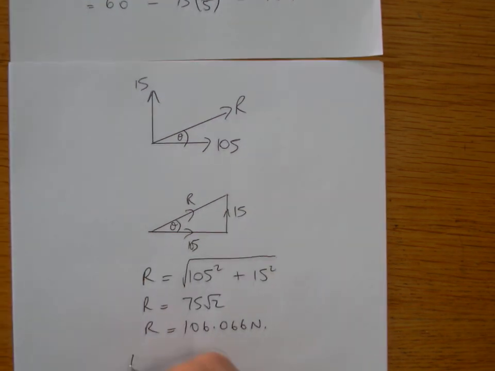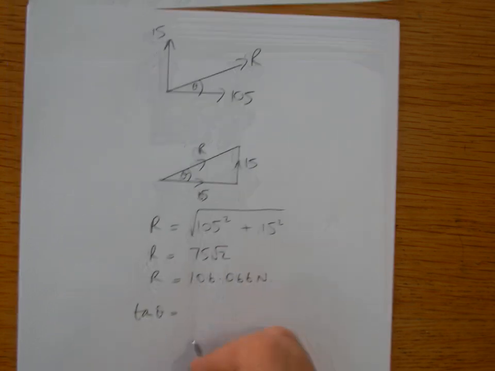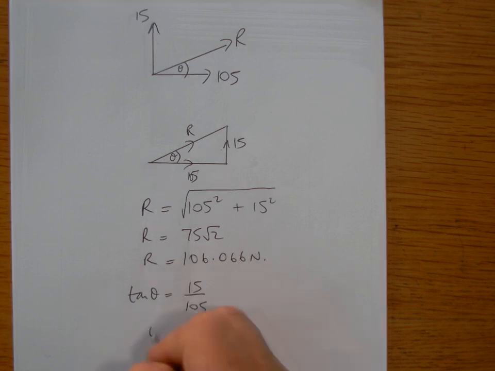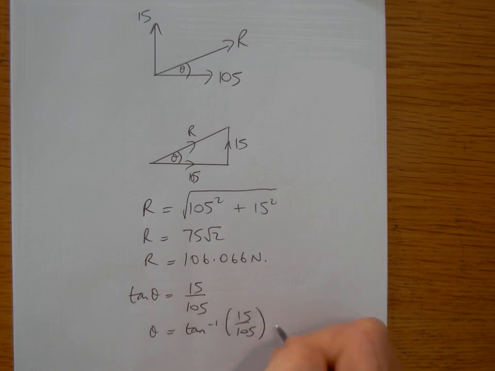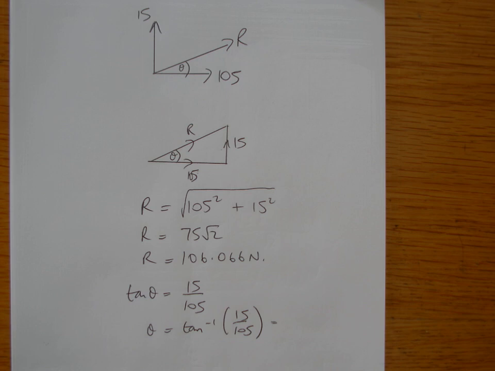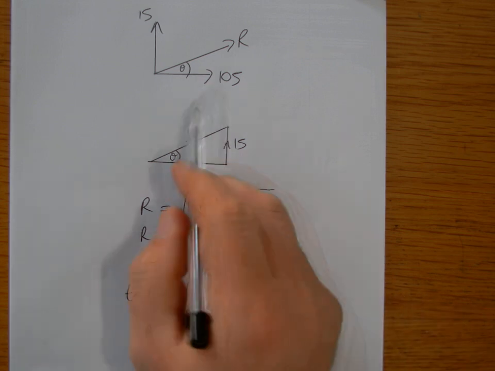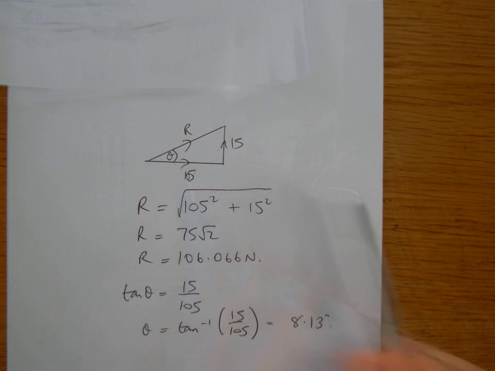So that will be tan theta equals opposite over adjacent, so 15 upon 105, and theta will be tan to the minus 1 of 15 over 105, which will be 8.13 degrees. So that's the angle that it makes with the 85 Newton force, as the question originally said, and that's exactly what I worked out there.